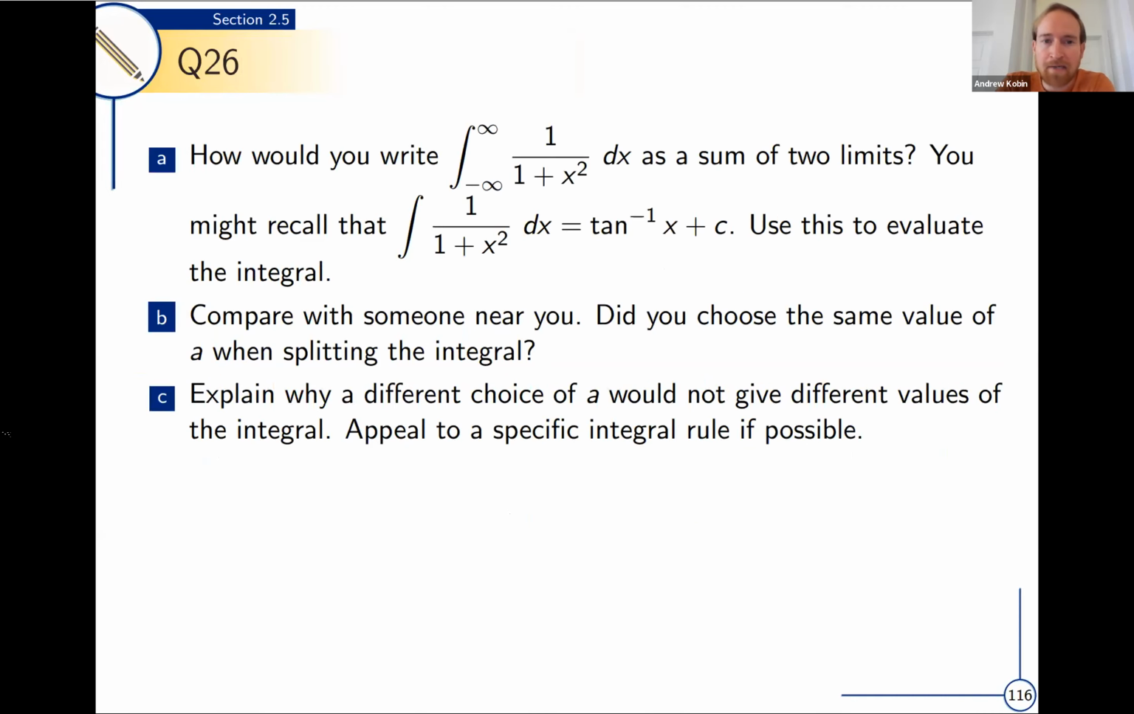And I'll leave you with one practice problem that has 3 parts related to improper integrals of, in this case, a function that relates to arctan or inverse tan function.